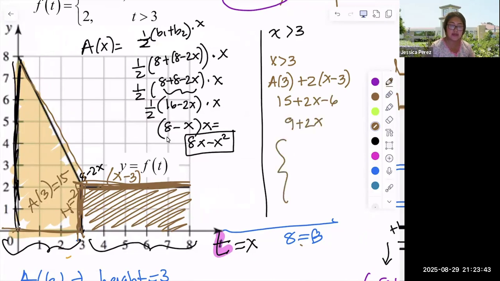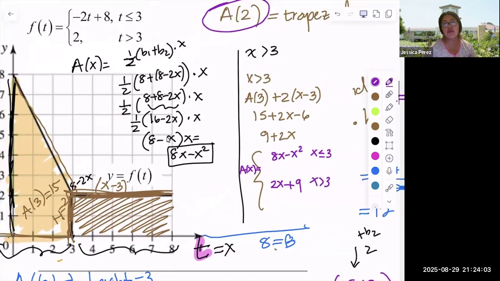So then this is a piecewise function in terms of A of x. The first piece is 8x minus x squared when x is less than or equal to 3. And when x is greater than 3, you'll have 2x plus 9. And that is the general form.